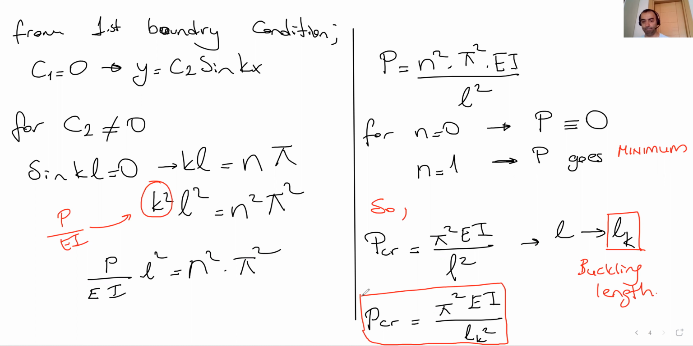Here, we know pi, E is the modulus of elasticity, I is the moment of inertia. The only unknown here is LK, which is the buckling length of the member.